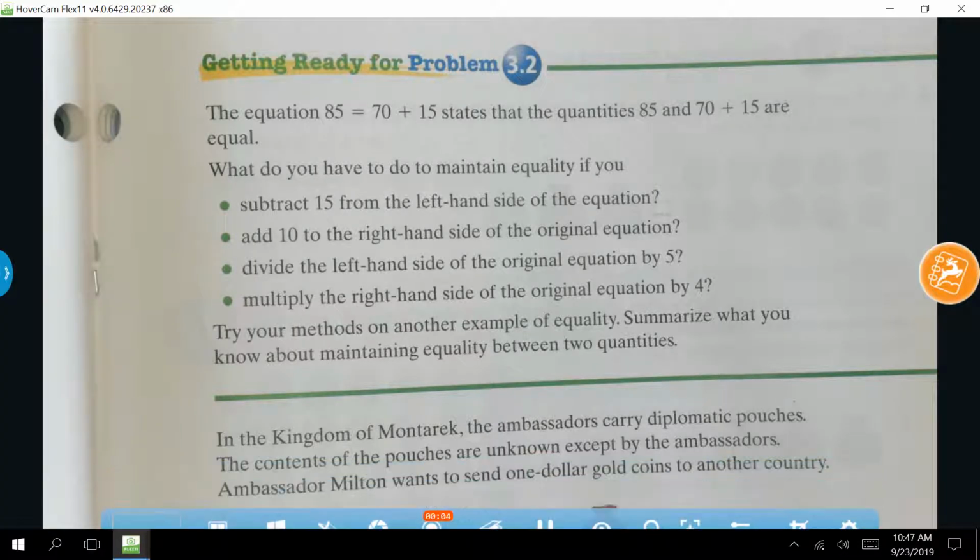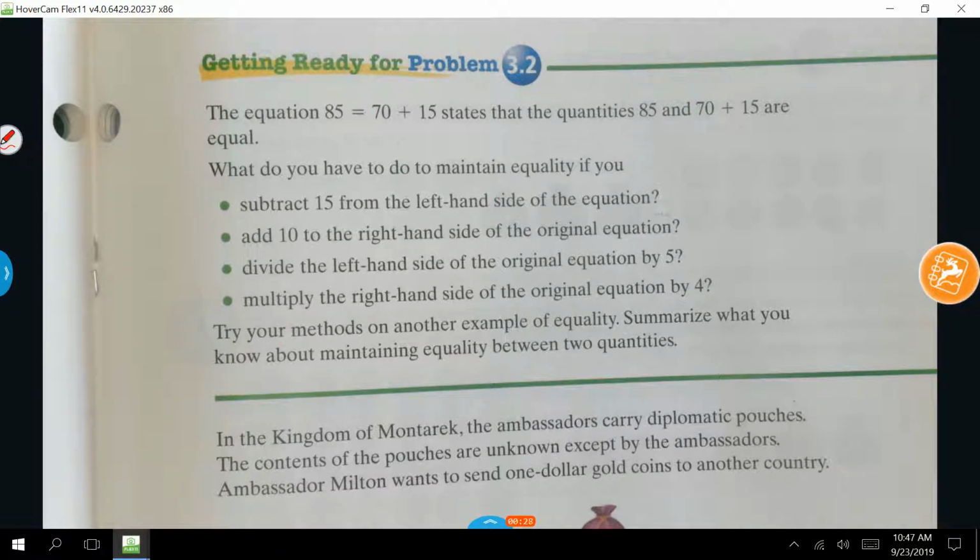Alrighty, so today we are exploring equality to launch our equation unit. That equation up there, 85 equals 70 plus 15, states that the quantities of 85 and 70 plus 15 are equal. Is that true? Yes. Equal is equal. This is 85, that equals 85.